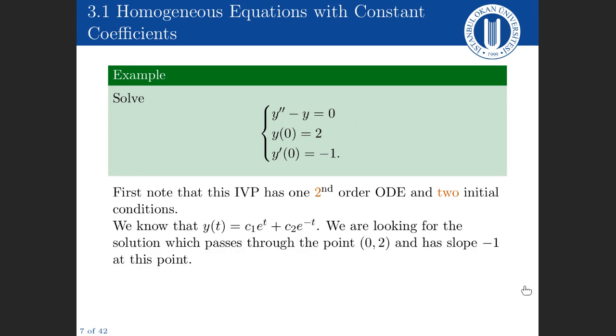We know that c1 e to the power t plus c2 e to the power minus t is the solution to the differential equation. And again, the number 2 is appearing: second order equation, 2 initial conditions, and look, 2 constants, c1 and c2. We are looking for the solution which passes through the point 0, 2, because when t is equal to 0, y is equal to 2. And we're looking for the solution which has slope equal to minus 1 at this point.